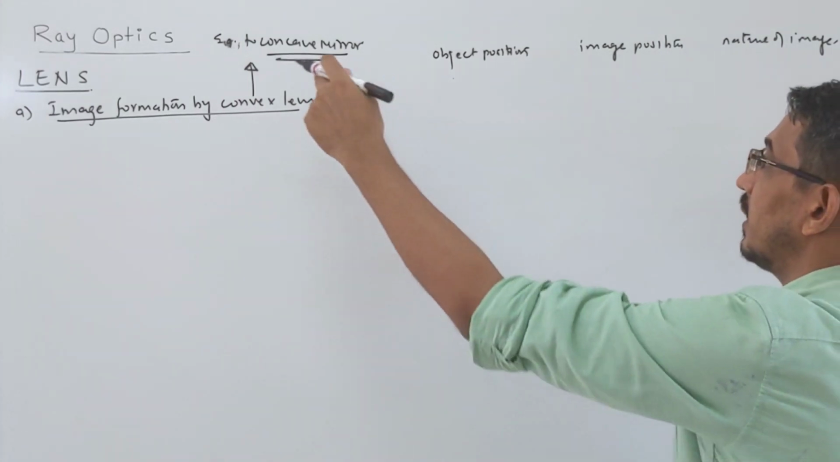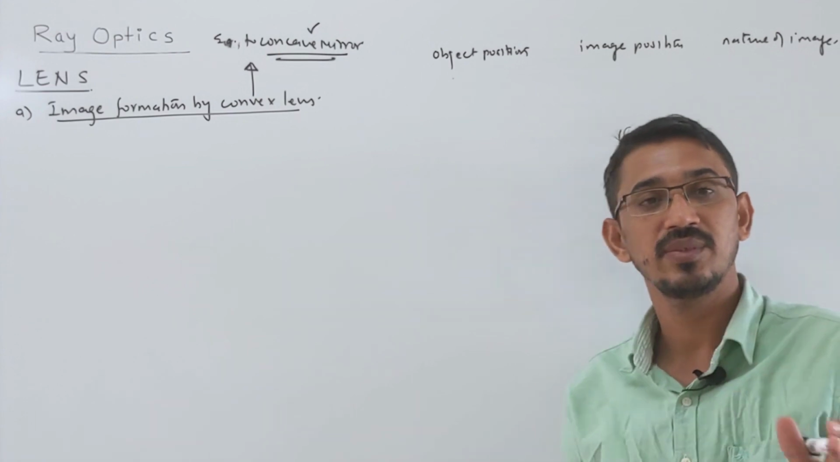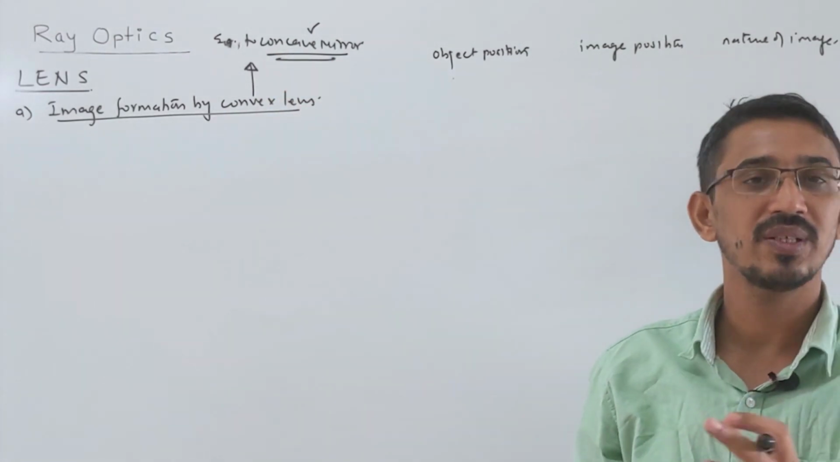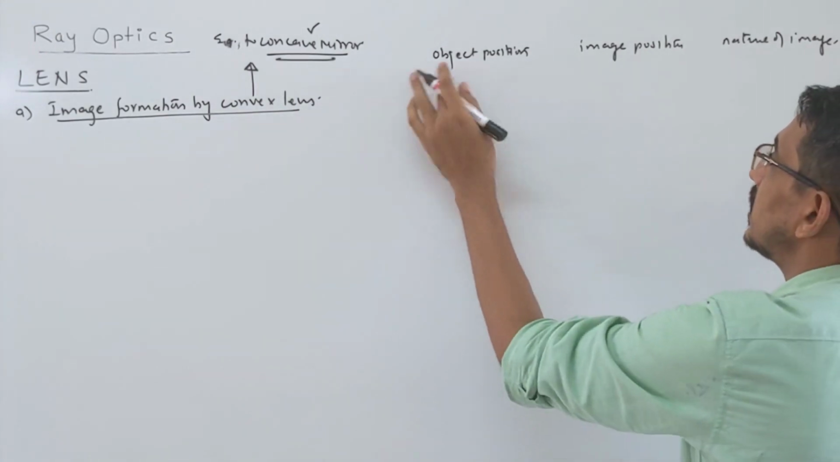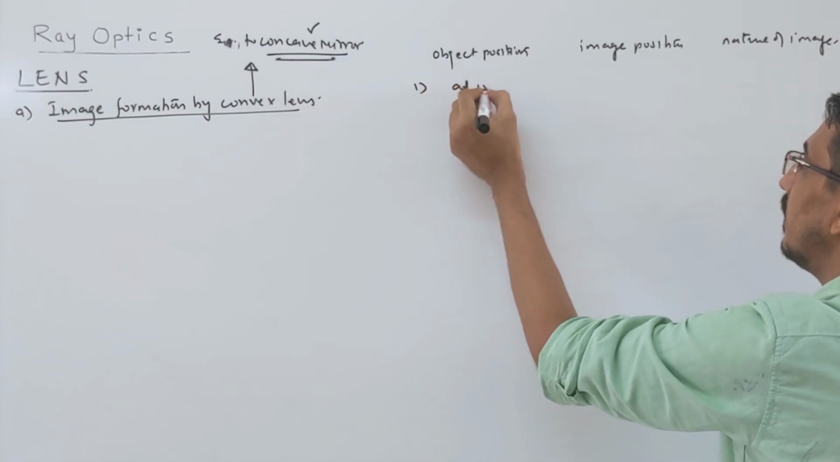Let's talk about the first case. We put the object like what we have done here, all 6 cases. In 5 cases, you know the concave mirror makes a real image, and in the last case it makes a virtual image. Exactly the same things will happen here also. Case 1: where is the object placed? At infinity.